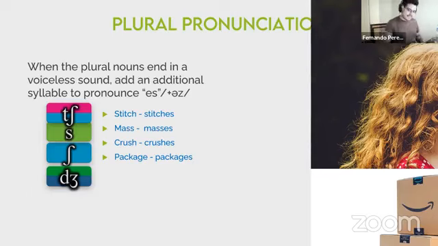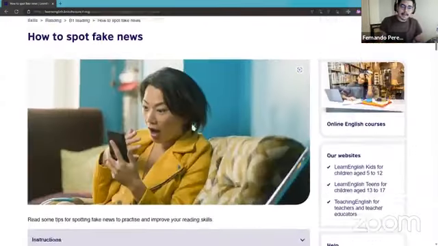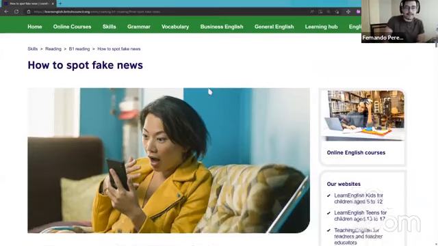Okay, so let's have a practice about this. We're gonna do some reading of one text, and we are going to pronounce it very well. This is a text about fake news. Do you know what fake news is?